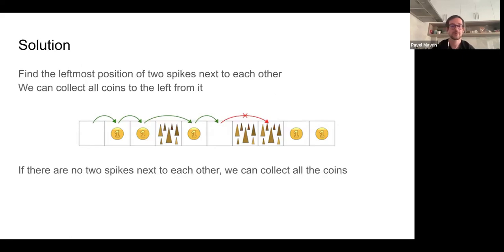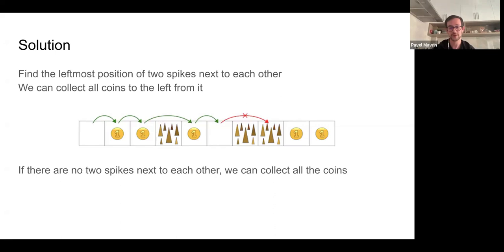So how do you solve it? Basically, you find the leftmost position where you have 2 spikes in a row. When you have 2 spikes in a row, you cannot jump over them. So you cannot go to any point to the right of this position, but you can visit all the cells to the left of it. So the answer will be just the sum of all coins to the left of the leftmost position where you have 2 spikes in a row.